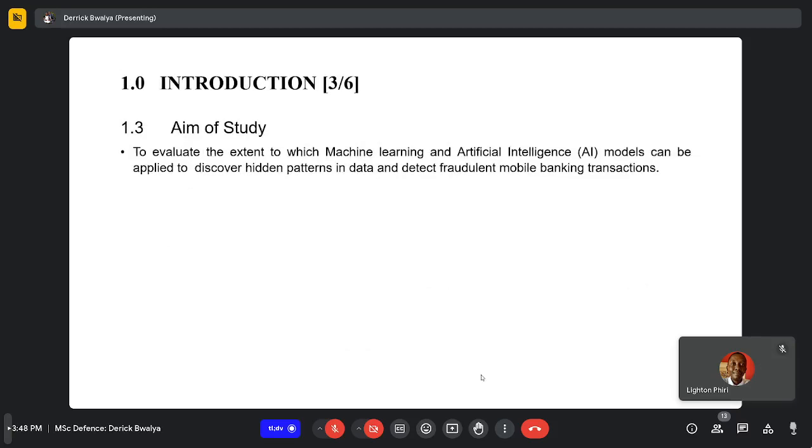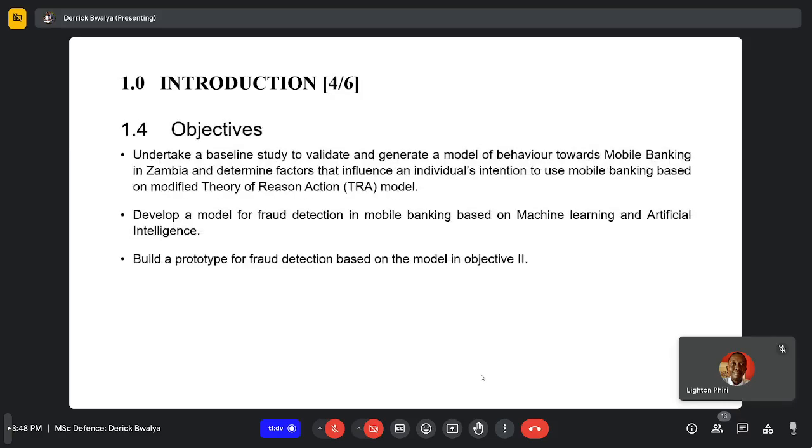What is the aim of our study? It is to evaluate the extent to which machine learning and artificial intelligence models can be applied to discover hidden patterns in data and detect fraudulent mobile banking transactions. The objectives: the first one is to undertake a baseline study to validate and generate a model of behavior towards mobile banking in Zambia and determine the factors that influence individuals' intention to use mobile banking based on the modified theory of reasoned action. Second, to develop a model for fraud detection in banking based on machine learning and artificial intelligence. And lastly, to build a prototype for fraud detection based on the model in objective two.